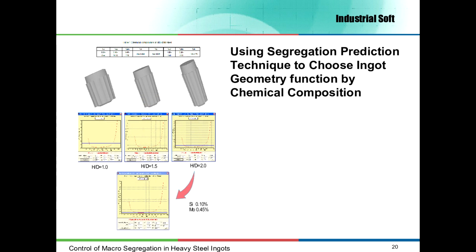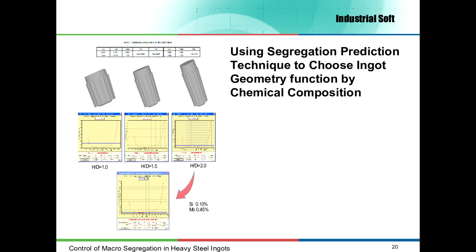The following example is about how to use the macro segregation prediction technique to choose ingot geometry to minimize macro segregation. In this example, we assume that there are available 3 types of molds with H/D ratio 1.0, 1.5 and 2.0. Macro segregation we get by simulation is given in the first set of diagrams. From the analyzed ingot types, we choose the ingot with H/D ratio 2.0, the ingot with the lower segregation area.